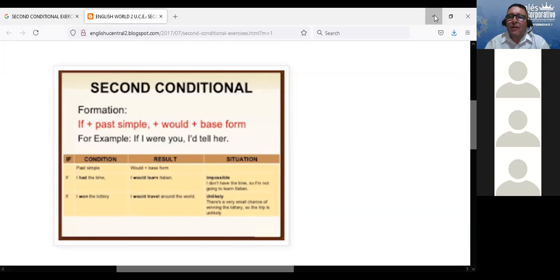What is the past tense of are? If you were here, todos estarían contentos. How do you say that? If you were here, everybody would be happy. Yes. Would be happy.